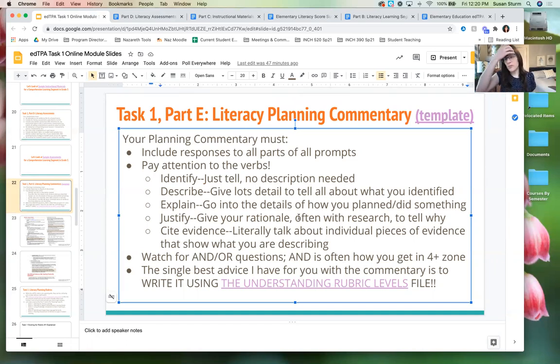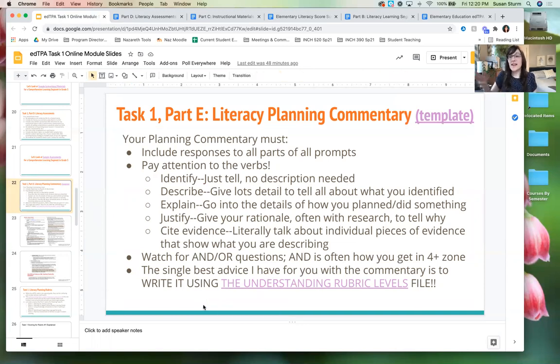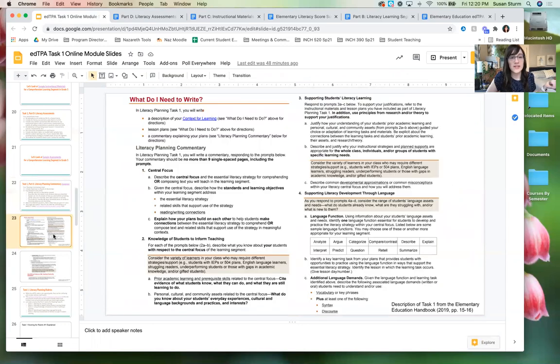And this is where I think people get caught, and this is where the difference between the rubric scores can happen, whether you get a high one or a lower one. Watch out for "and" or questions, and "and" is often how you get in the higher rubric zone. The single best piece of advice I have for you is to write your commentary using the understanding rubric levels file and the next part of this talk, where I'm going to go into the different rubric levels and how to write to respond to them.